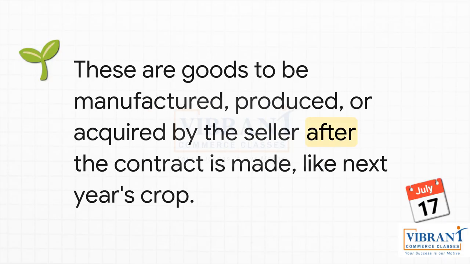This is pretty straightforward. These are goods that the seller has to manufacture or acquire after making the contract. So if a farmer agrees to sell you all the wheat he's going to grow in his field next season, that wheat is future goods. It literally doesn't exist yet.